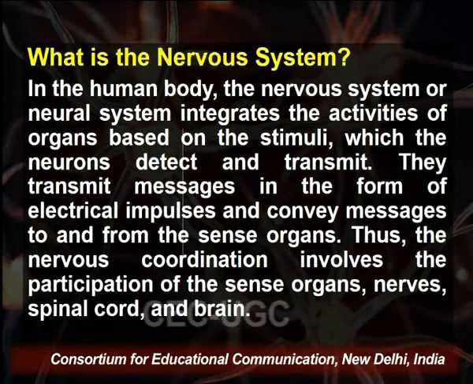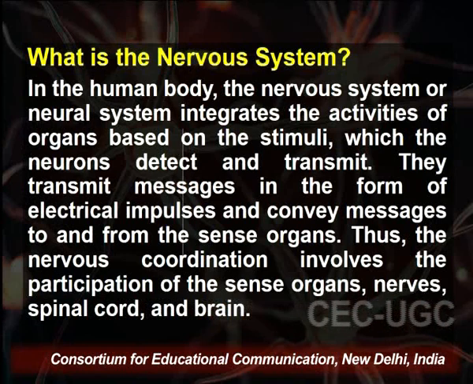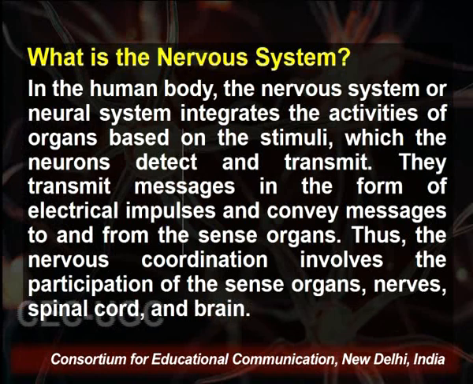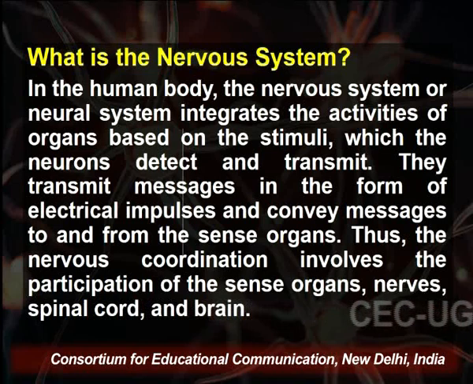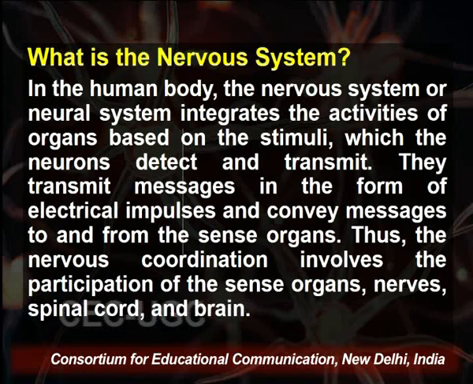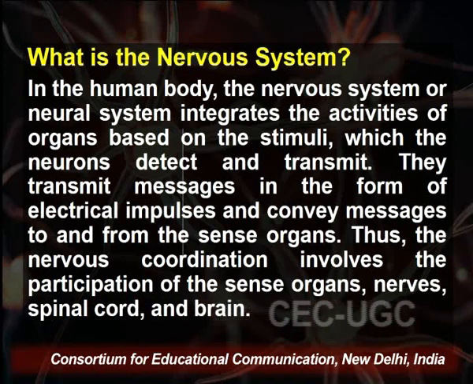So, what is the nervous system? In the human body, the nervous system or neural system integrates the activities of organs based on the stimuli which the neurons detect and transmit. They transmit messages in the form of electrical impulses, and convey messages to and from the sense organs. Thus, nervous coordination involves the participation of the sense organs, nerves, spinal cord and brain.